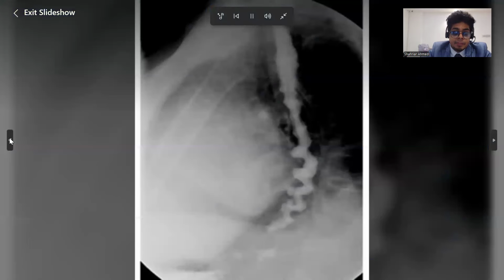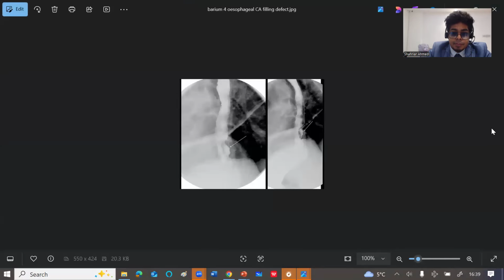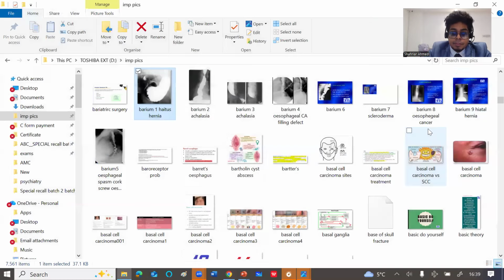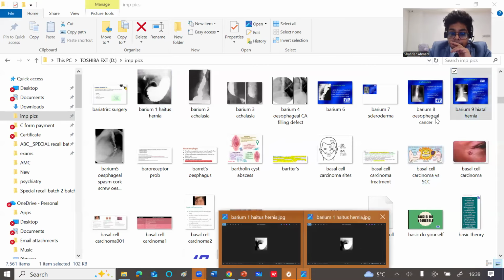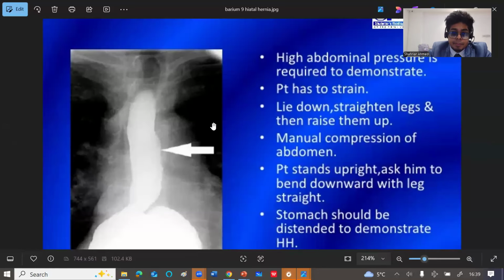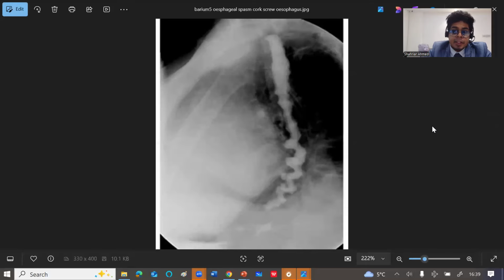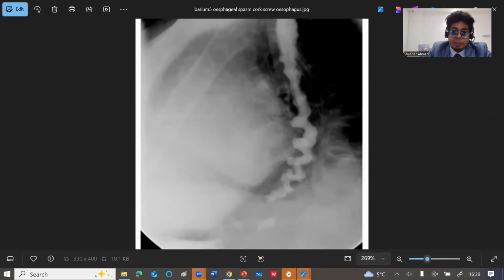What about this one, guys? So again, that one is a hiatus hernia. See some part getting above the level. So it's again hiatus hernia. Last one of today. This one is probably more important. So the achalasia one and this one, these two are more important for the exam.